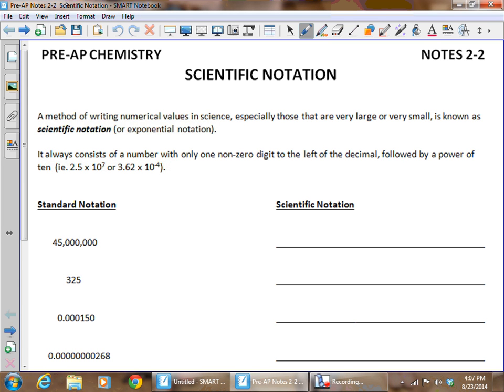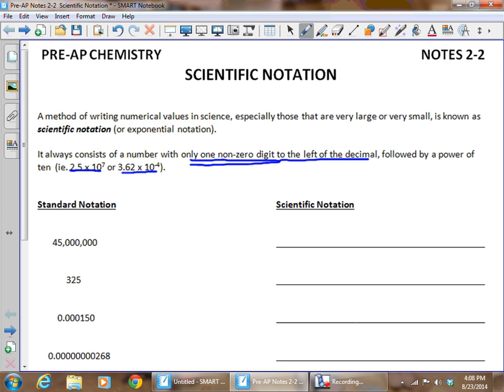Scientific notation always consists of a number with only one non-zero digit to the left of the decimal, and it's then followed by a power of 10. For instance, 2.5 times 10 to the 7th, or 3.62 times 10 to the negative 4th.